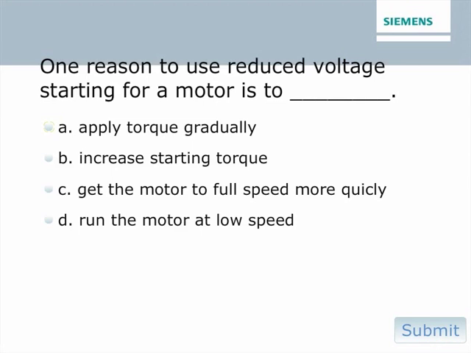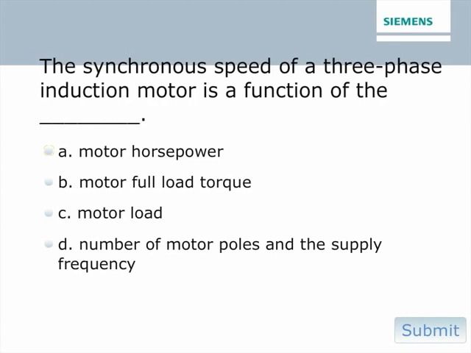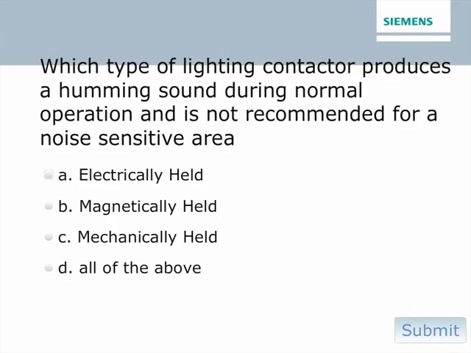Question 9. One reason to use reduced voltage starting for a motor is to blank. A, apply torque gradually, B, increase starting torque, C, get the motor to full speed more quickly, or D, run the motor at low speed? Question 10. The synchronous speed of a three-phase induction motor is a function of the blank. Is it A, motor horsepower, B, motor full load torque, C, motor load, or D, number of motor poles and the supply frequency?